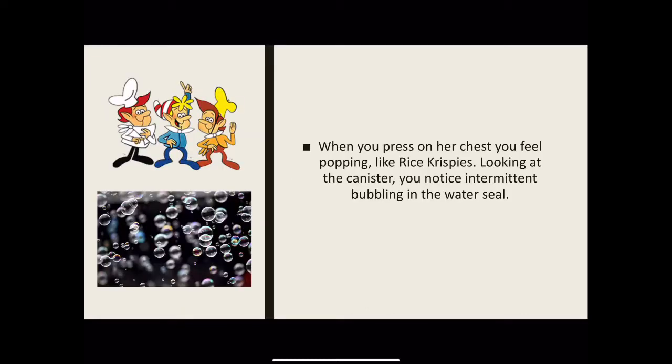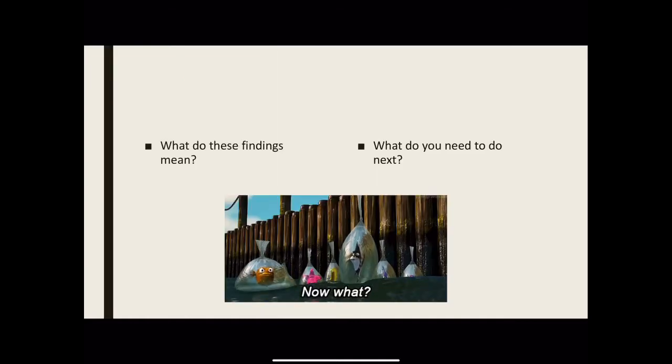All right, now we're getting into the fun part here. So when you press on her chest, you feel a popping sensation like Rice Krispies. Looking at the canister, you notice intermittent bubbling in the water seal. So what do these findings mean? So the finding here is that there's an intermittent air leak somewhere in the system. So then what do you do next?